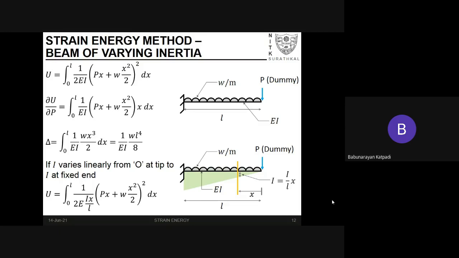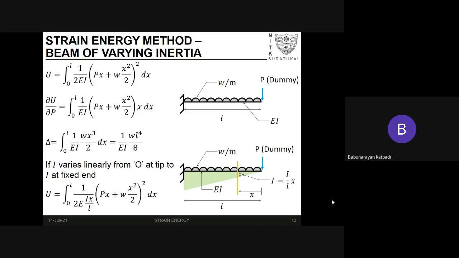Now, what if I varies linearly? What do you mean by linear variation? It is a linear equation. If it is I at the fixed end, and it is 0 at the tip, at any distance x from the tip, I will be given by I divided by L into x. The relationship for variation of I is linear. Because I is the maximum at the fixed end, and L is the span of the beam itself, both are constant. So it is an equation of the form y is equal to ax, linear relationship. I varies linearly from 0 at the tip to I at the fixed end.